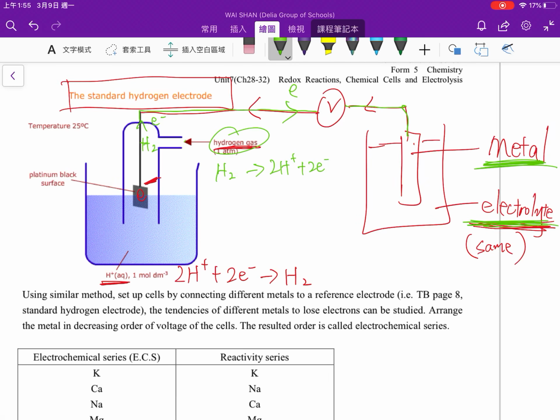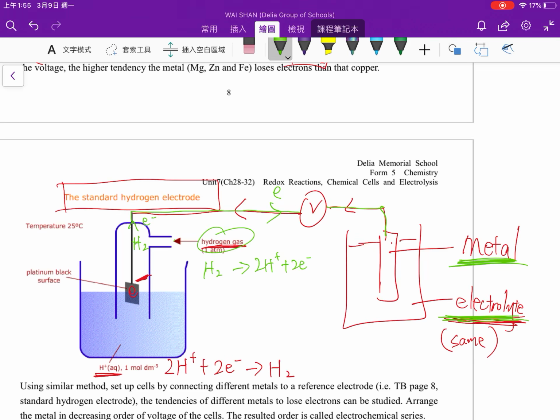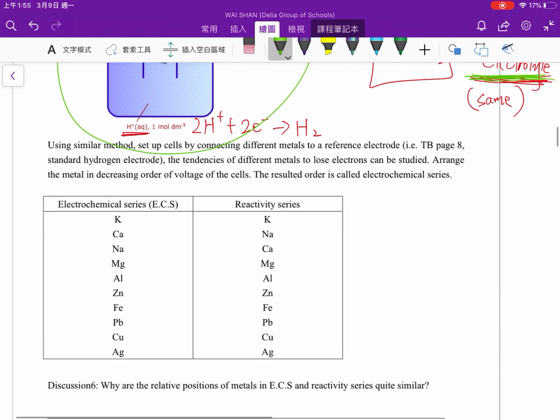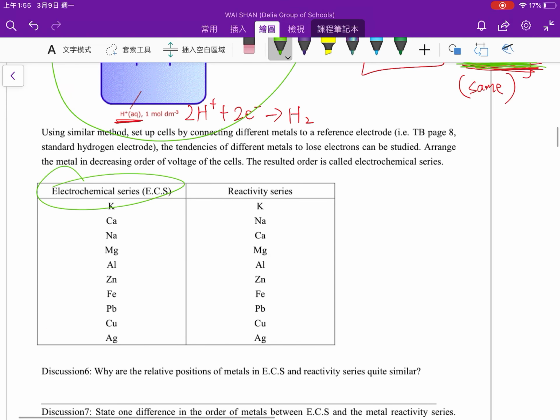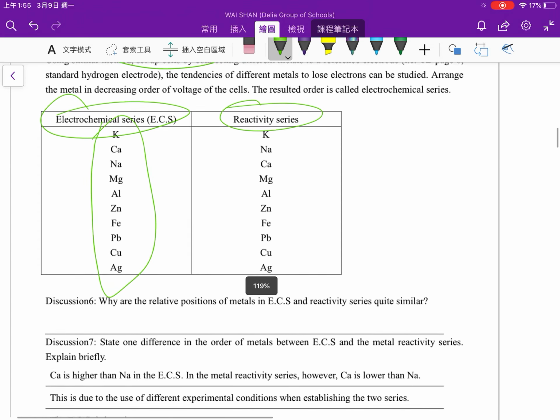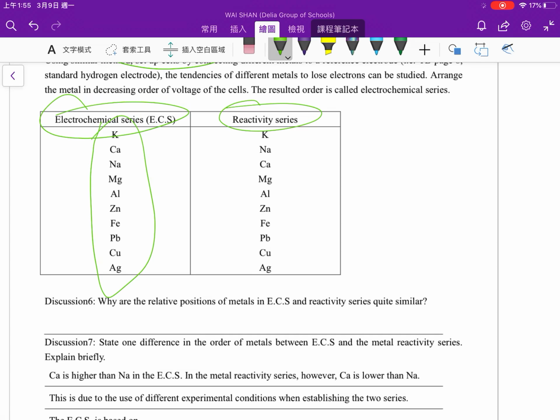Okay, so we use the hydrogen cell to be the fixed one. We fix this one to be the same electrode, and then we keep changing the metal. We only change the metal, and then we measure the voltage, and then we arrange the metals according to the voltage we get, and this is the real E.C.S. we get. Okay, so you can compare it with the reactivity series we learned in Form 4. You will find that they are very similar to each other.